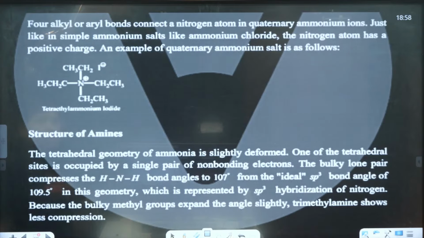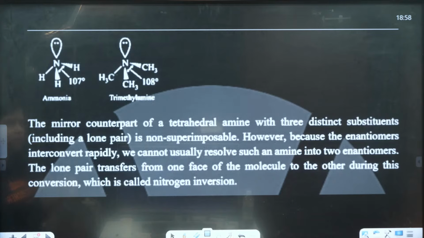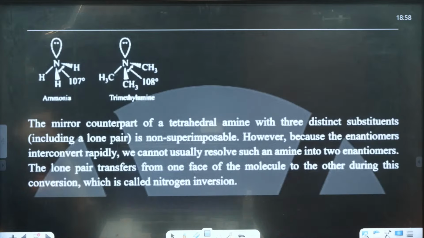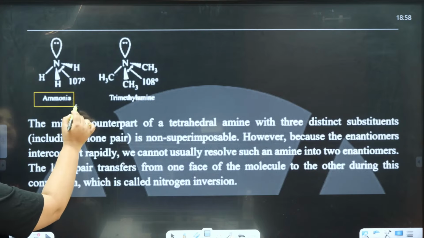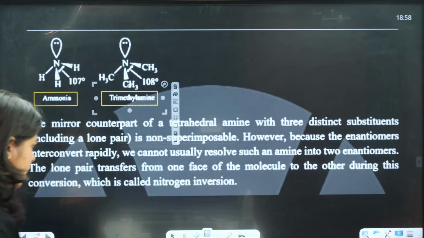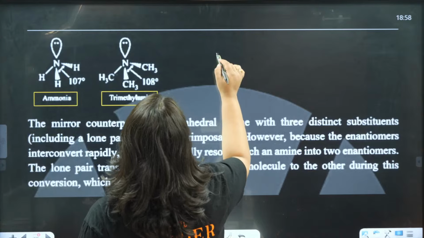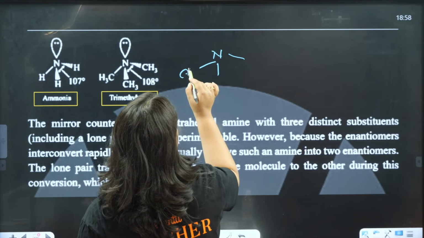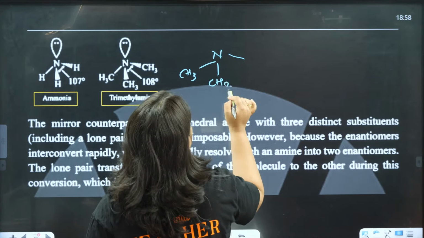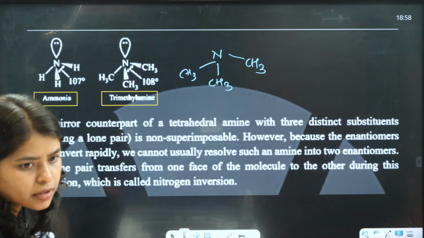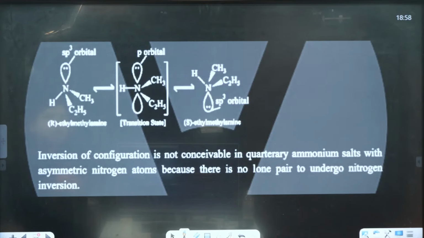Same way, four alkyl structures of amines are present. Then the mirror of that structure of amine is important. This is the ammonium, how it's going to be attached. This is trimethylamine, how it's going to be attached. Trimethylamine, it's very simple, CH3 N. Clear? Next comes the R and S.